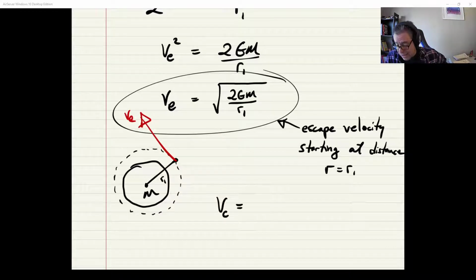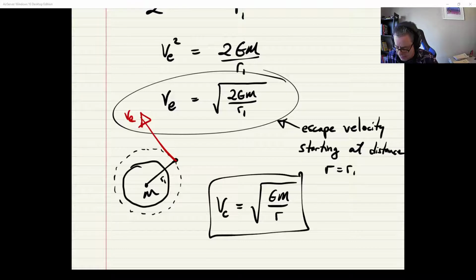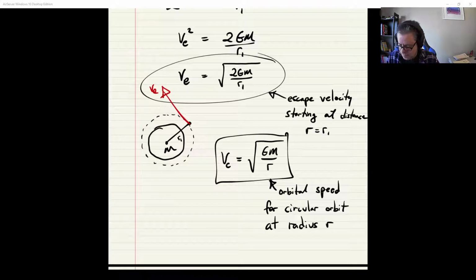Now, if you were initially in a circular orbit, let's write the orbital speed for a circular orbit, which is a similar expression. I've derived this in other videos, so I'll just write it here. This is orbital speed in a circular orbit. So it's pretty neat to look at how very close these two expressions are, and actually we can relate them.